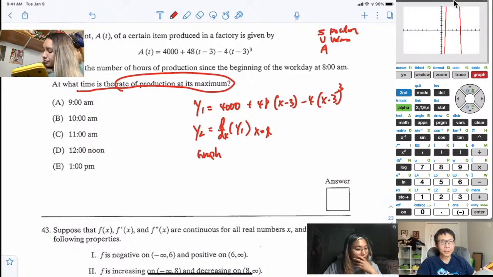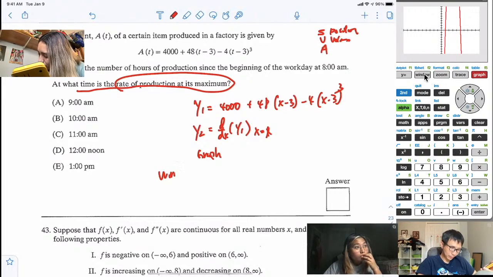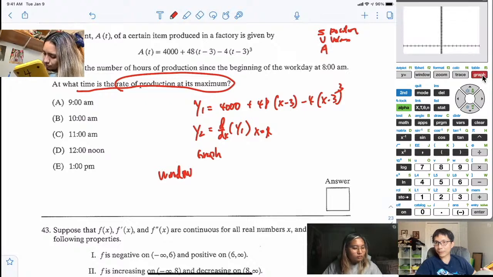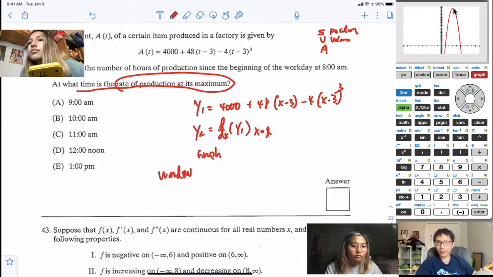So if I look at a peak, then I'm going to change the window. So I'm going to go to window. Why? Because I don't see enough height in this. So the window maximum, I'm going to change to maybe 50, maybe enough. If I change to 50 and graph it, that's good enough. That happened to be good. I can see the peak.